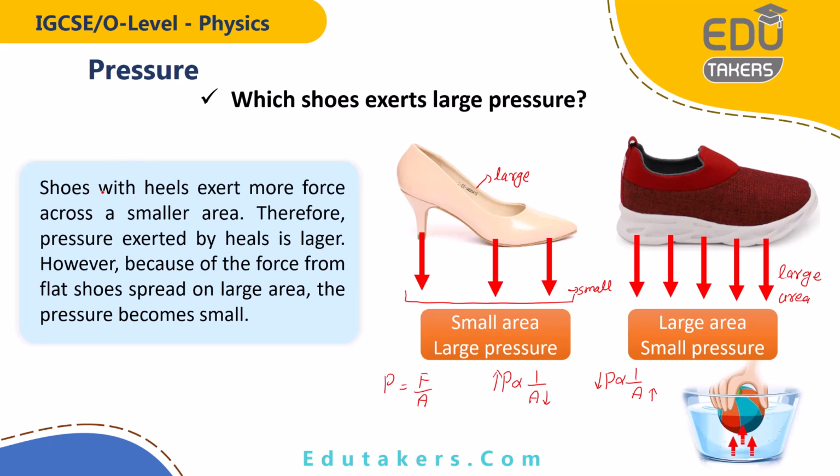You can also see here, the shoes with the heels exert force over a small cross-sectional area. Therefore, the pressure exerted by the heels is larger. The heels exert the larger pressure here. However, because the force from the flat shoes spreads over a large area, the pressure becomes small because the cross-sectional area is large.